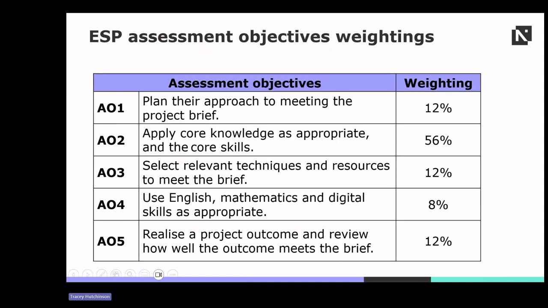With the ESP, there are 5 assessment objectives. AO2 focuses on the pathway core skills and core knowledge, and this is a 56% weighting of the overall score for the assessment, highlighting the importance of the application of both core knowledge and core skills. AO4 looks at the effective use of the general competency framework in the assessment, with AO5 really focusing on the evaluative and reflective skills.